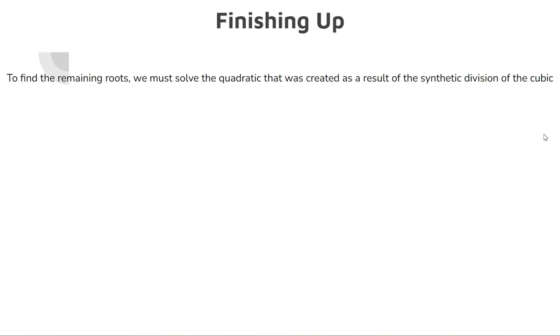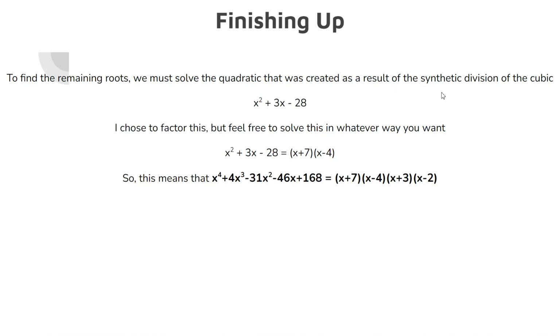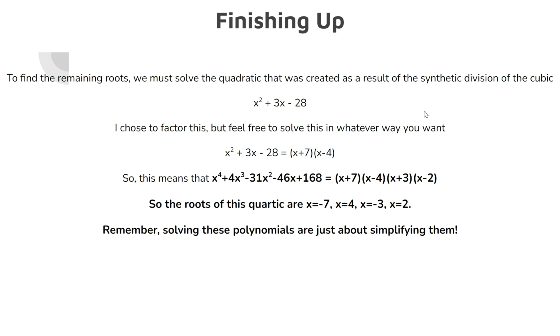To find the remaining roots, we must solve the quadratic that was created as a result of the synthetic division of the cubic. I choose to factor this like this. So this big quartic can be broken down into x plus 7 times x minus 4 times x plus 3 times x minus 2. So the roots of the quartic are x equals negative 7, x equals 4, x equals negative 3, x equals 2. Remember, solving these polynomials are just about simplifying them.